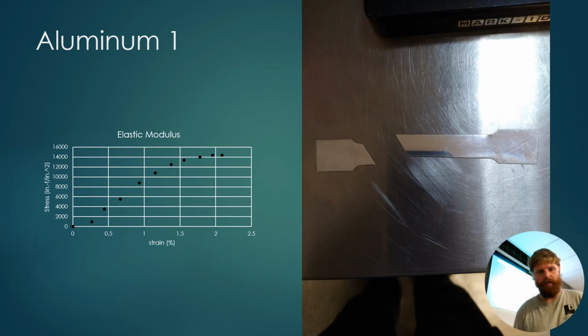And yet our elastic modulus, our hand calculations, came out looking pretty good. I mean, there's a very distinct linear region. You can see a little bit of toe down at the bottom, and then it yields and moves on to the plastic region.